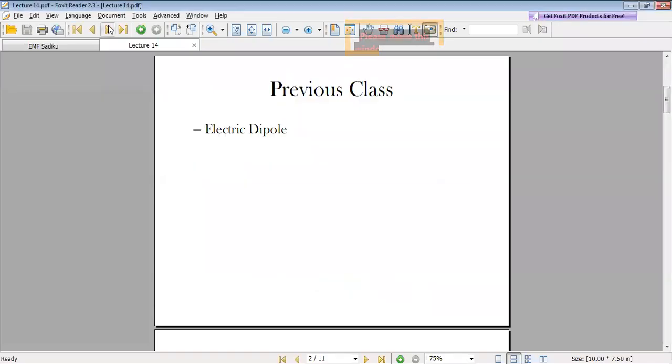In the previous class, we discussed the electric dipole. What is meant by an electric dipole? An electric dipole is two point charges of equal magnitude but opposite sign separated by a small distance. Then it is called an electric dipole.